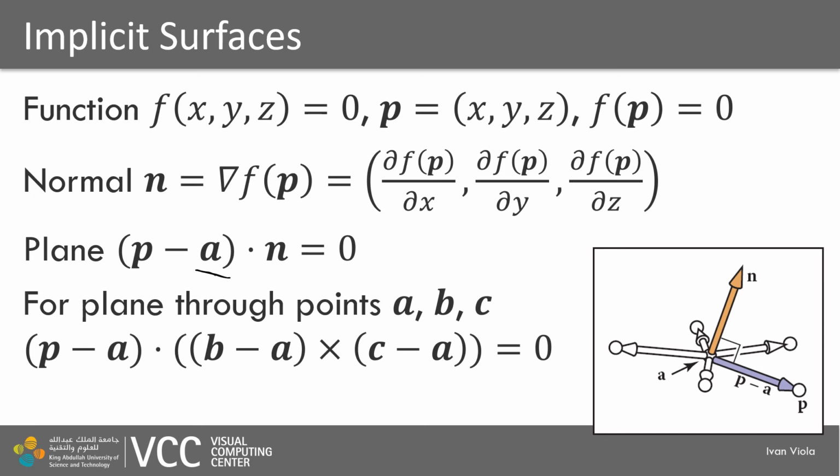And after the normal vector is defined, we simply follow the above formulation, where for any other point P, we can test whether the functional evaluation results in 0, meaning whether the point belongs to that plane or not.